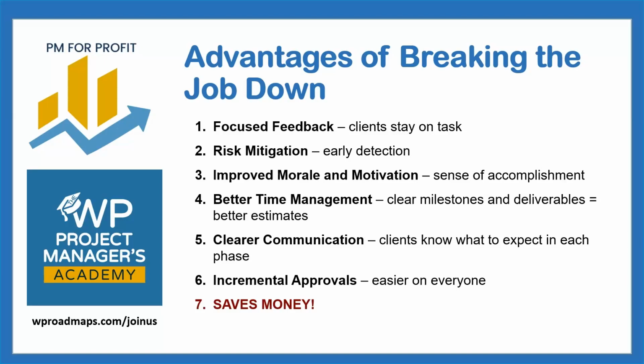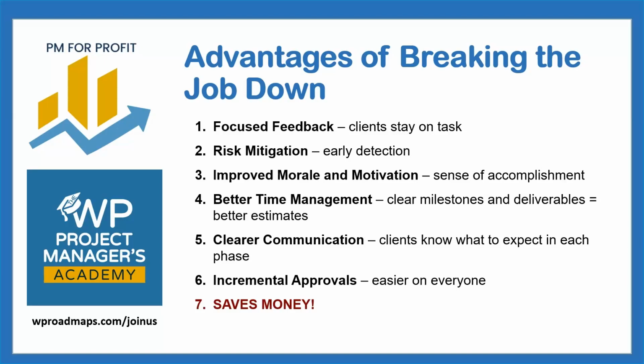Another advantage of breaking the job down is incremental approvals. This just makes it easier on everyone. When you have a giant website specification and you want the client to review that and approve it, and it's got everything in it all at once, totally overwhelming. Or sometimes when you just combine 2 things, like the style and branding and the function. If you put those together, they're going to get distracted by one thing or the other. So it's really better if you can break things down so they're only focusing on one type of asset or deliverable that they're reviewing and approving.